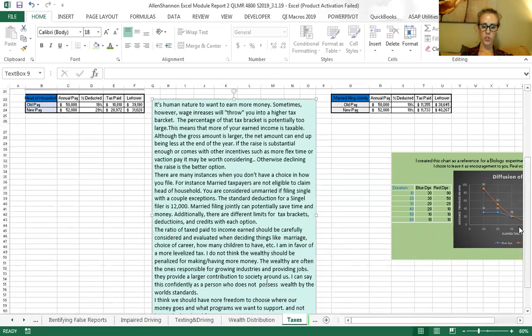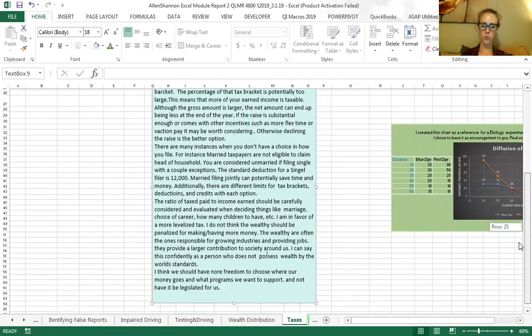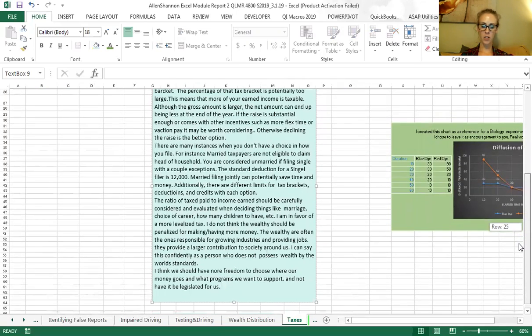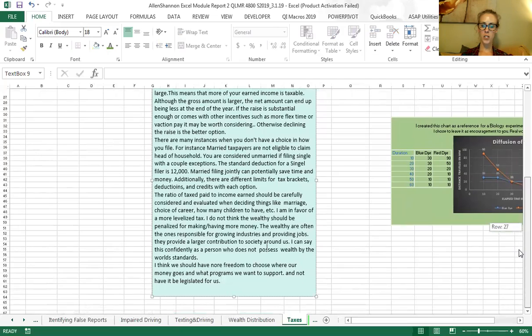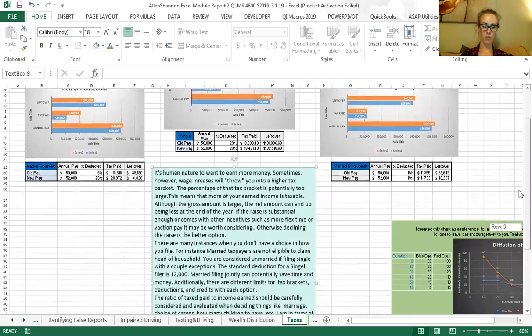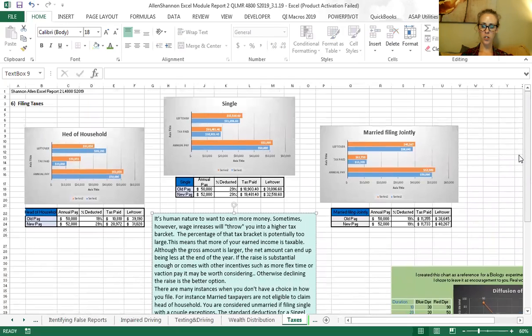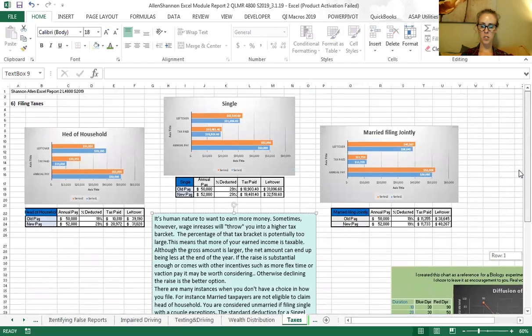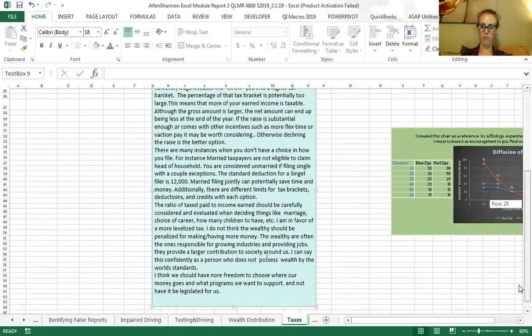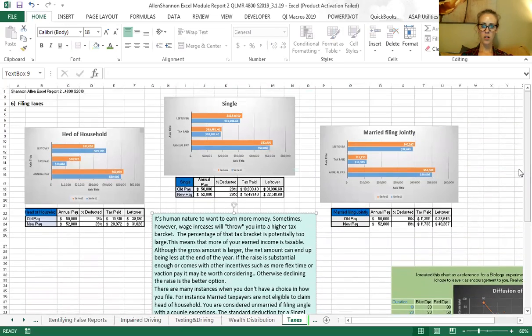I think we should have more freedom to choose where our money goes, like I said in the last segment. We should have more freedom to choose what programs we want to support, and maybe not have quite so much legislated for us, because there's plenty of examples throughout history that prove that those people we place as representatives to speak on our behalf, once they get to Washington, don't exactly have our best interest at heart.